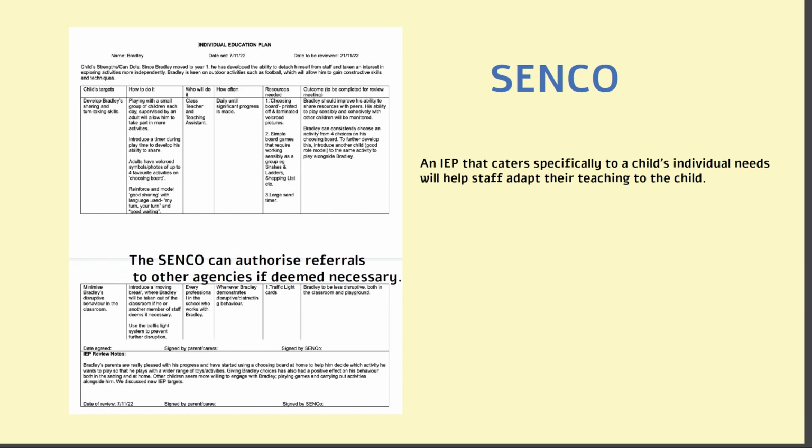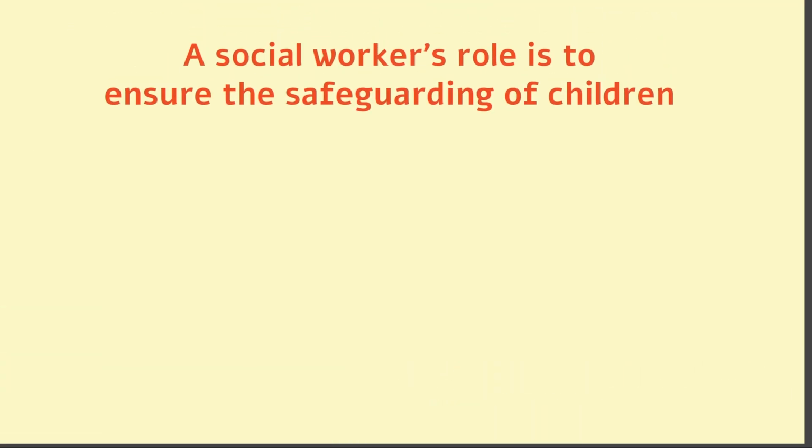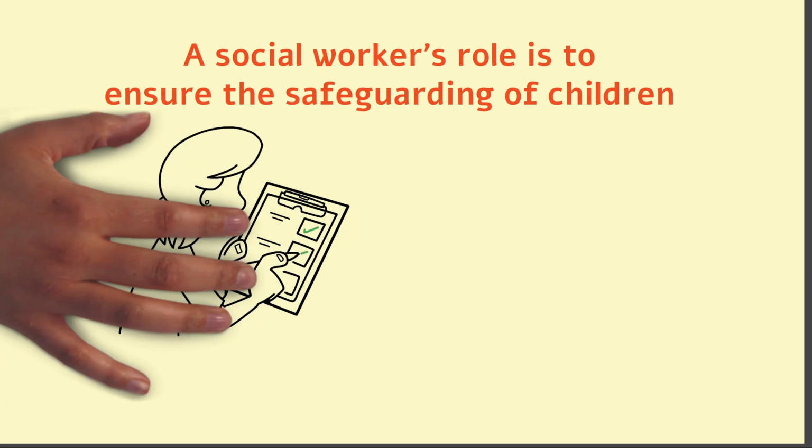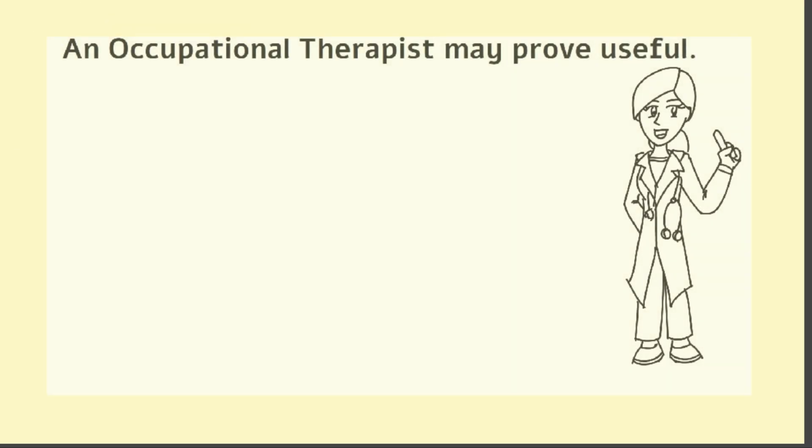The SENCO can authorize referral to other agencies if deemed necessary. For example, Bradley may benefit from a child psychologist or a local authority referral for an EHCP assessment. A social worker's role is to ensure the safeguarding of children. They would also be able to recommend community groups for Bradley in the local area that he could easily attend. This would also give him the opportunity to work on his social skills and form positive interactions with other children.